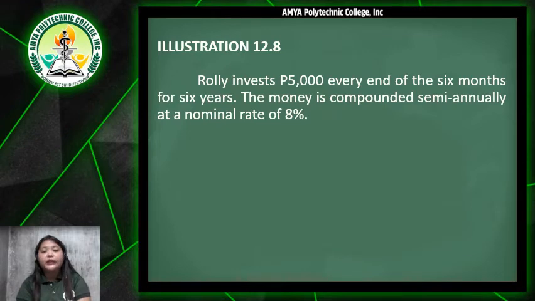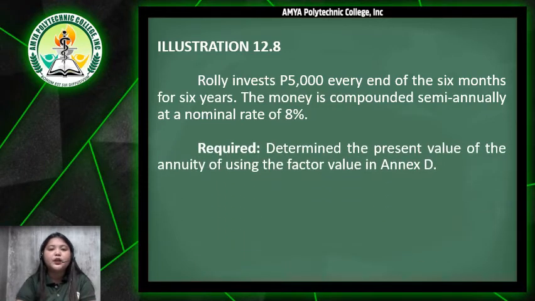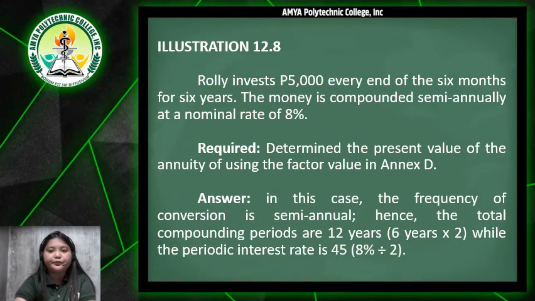Here we have Rolly, who invests 5,000 pesos at the end of every 6 months for 6 years. The money is compounded semi-annually at a nominal rate of 8%. What you are going to do is determine the present value of the annuity using the factor value in Annex D. So here is the answer. In this case, the frequency of conversion is semi-annual. Hence, the total number of compounding periods is 12, and the periodic interest rate is 4%.